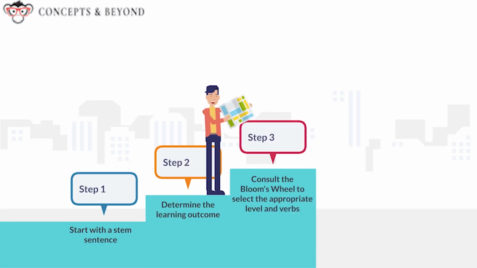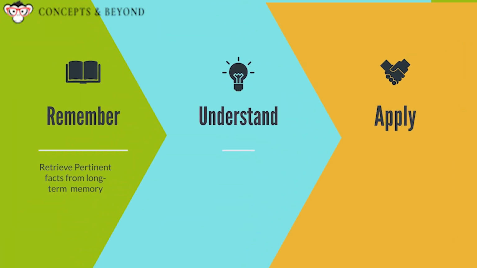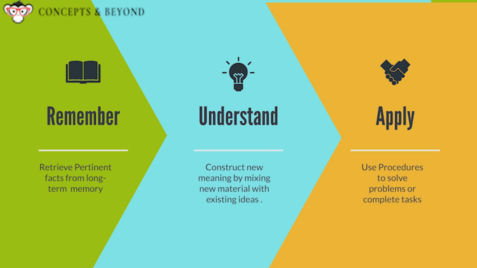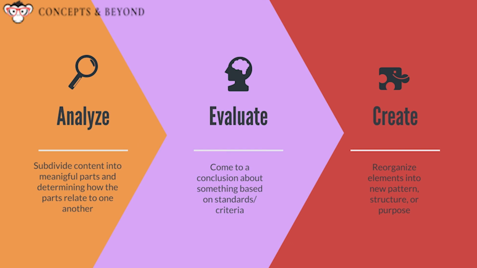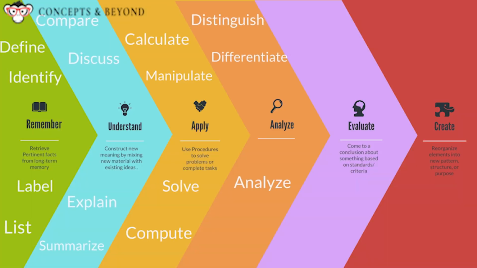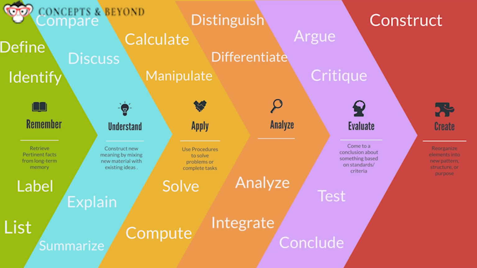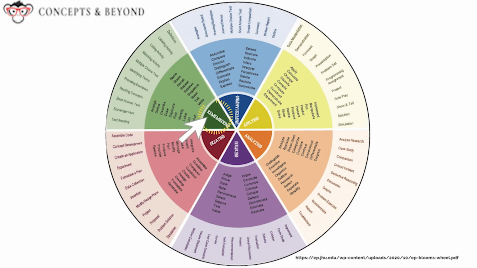Number 3, consult the Bloom's wheel to find the appropriate level and verb. The wheel contains 6 levels of cognitive domains, the action verbs associated with each, and then a sample of learning activities associated with the action verbs. You can download the Bloom's wheel with the link in the description. Now I want to pick my verb so that my viewers can understand the Bloom's taxonomy. Although I want them to understand, I will not use understand as the verb because it's far too vague.